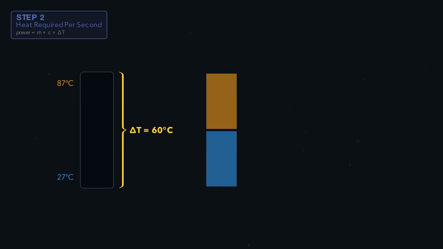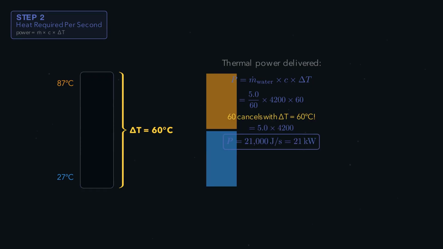Step 2. The water temperature climbs from 27 to 87 degrees, a rise of 60 degrees. Multiplying the mass rate, specific heat, and temperature rise gives us 21,000 joules per second. That's the power the geyser must deliver.